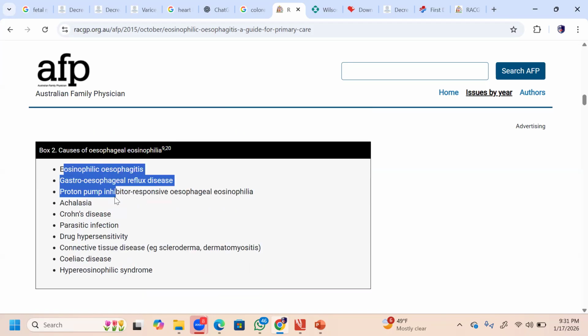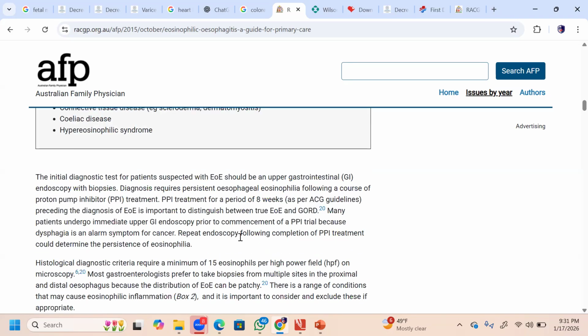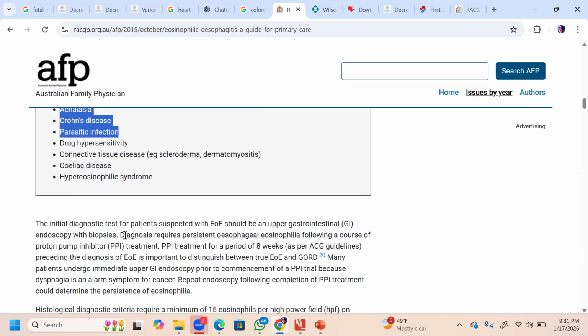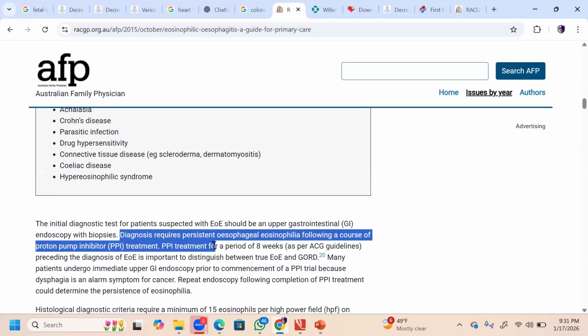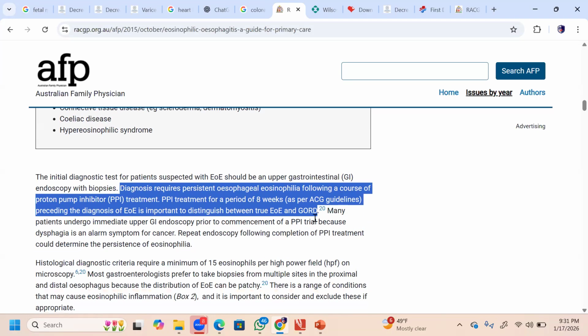So these are the causes: eosinophilic esophagitis, GERD, PPI-responsive eosinophilia, achalasia, Crohn disease, parasitic infection, drug allergy. Just give it a read. Here is the important thing: diagnosis requires persistent esophageal eosinophilia following a course of PPI treatment. A course of PPI is required to make the diagnosis, PPI treatment for 8 weeks as per the guideline, preceding the diagnosis of eosinophilic esophagitis. It is important to distinguish between true EoE and GERD. So this line is important: an 8-week PPI trial is needed to make the diagnosis.